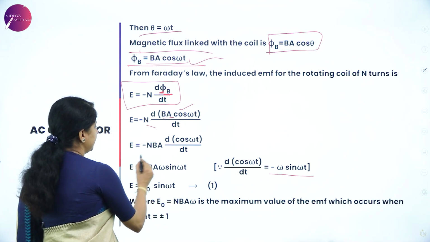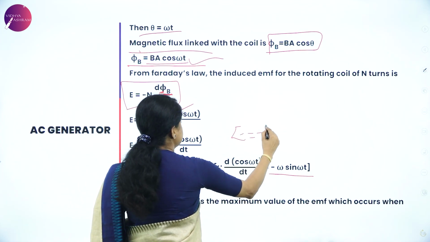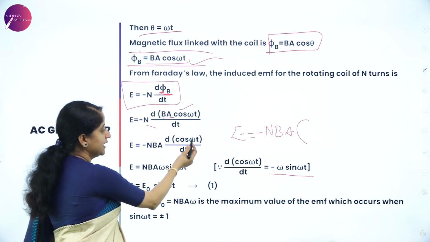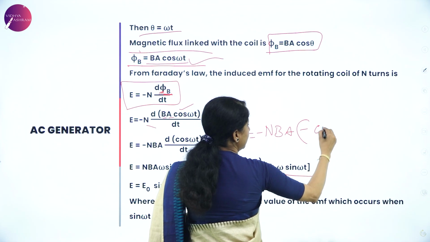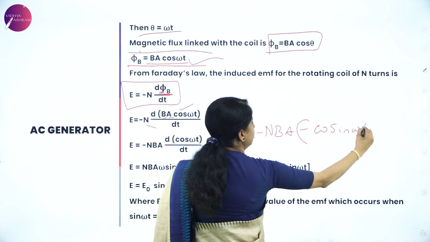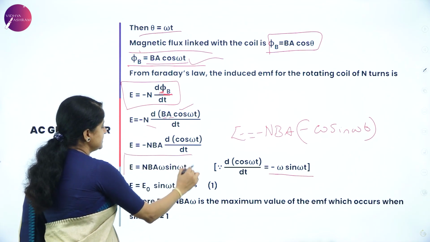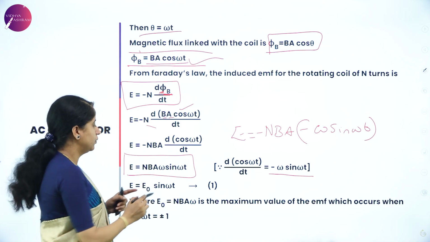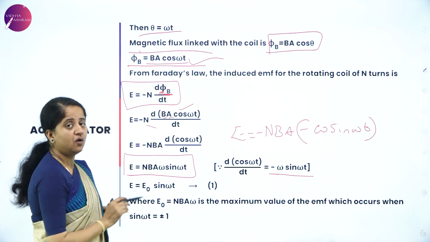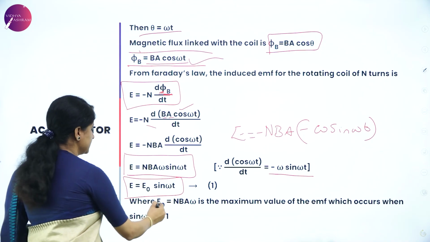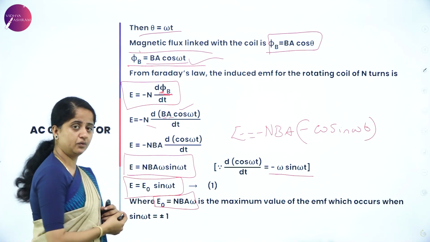So we get E equals minus N B A times minus omega sin omega t. Minus into minus becomes plus, and we get the expression E equals N B A omega sin omega t, or we can write it as E equals E naught sin omega t, where E naught equals N B A omega.